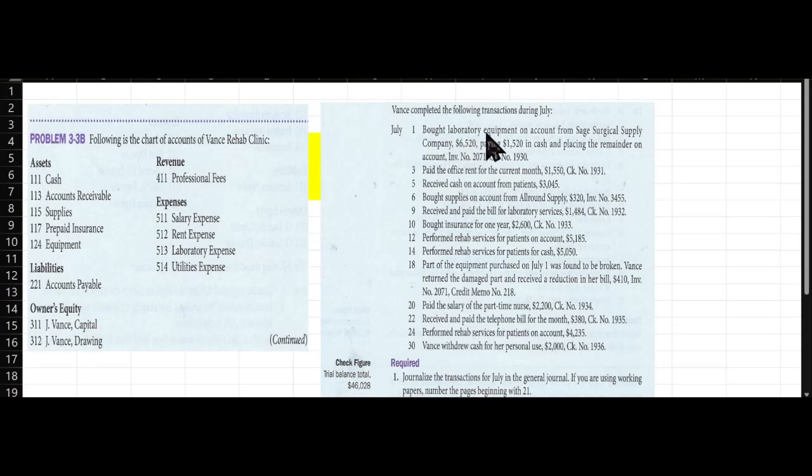Then we have the transactions. Just like we did in the past, every transaction has a give and a get. And so we're going to determine what the give is, what the get is. For every get, we're going to debit. For every give, we're going to credit.